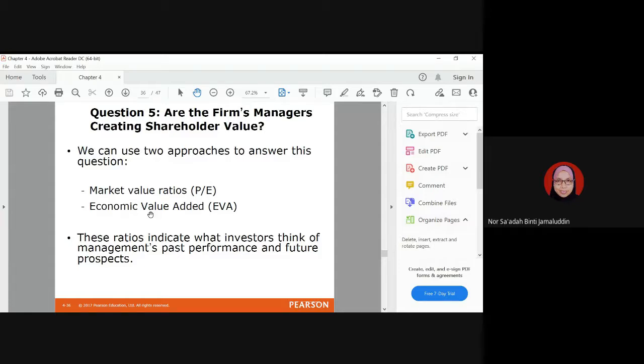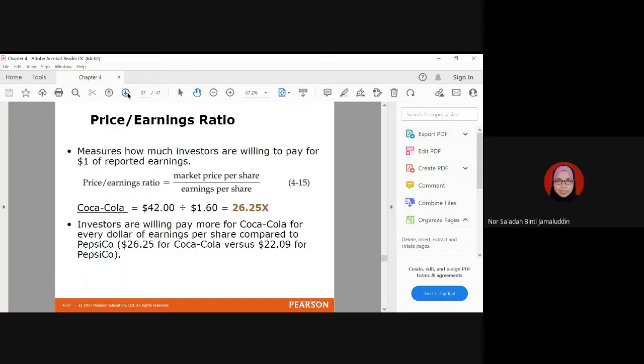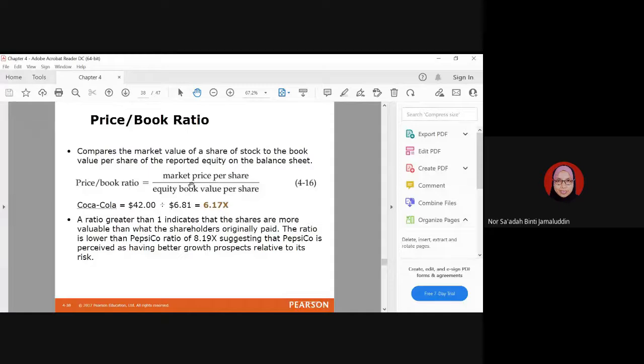What are the market value ratios and what is economic value added? Apakah market ratio dan economic value added untuk our common stock in the company? This is the formula. Okay, kalau lagi tinggi our market price adalah lagi bagus lah untuk kita punya buat keputusan kan. This is the price per book. So ni all of these ratios are related with the decision either to involve in the company or not. How to do either we should involve or not.